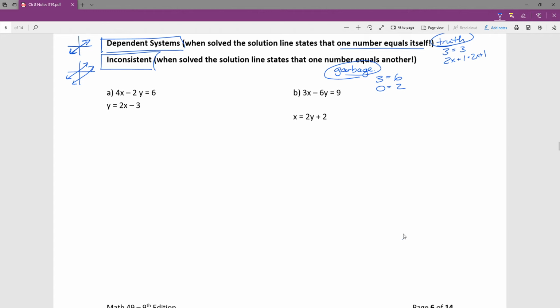Okay, so let's see how this works. We're using the substitution method to solve these. We've got equation 1 and equation 2. To solve this, I already have equation 2 solved for y, so I'm going to take that and sub it into equation 1. Where I see that y in equation 1, I'm going to write 2x minus 3. Remember to sub in with brackets. Oops, I forgot the 2.